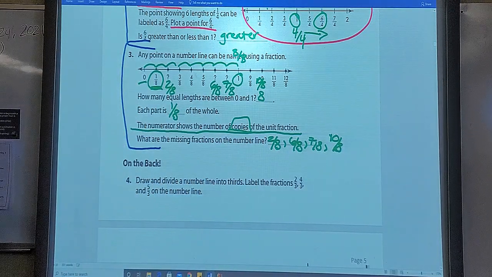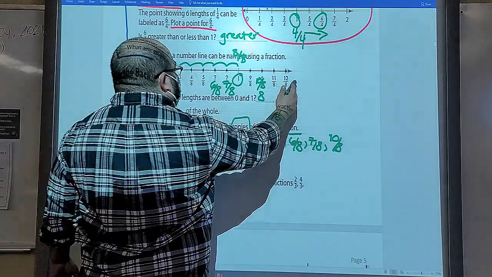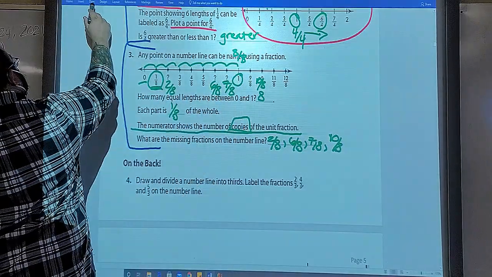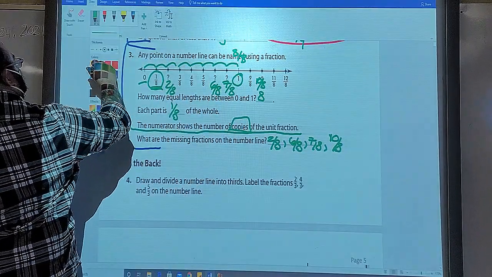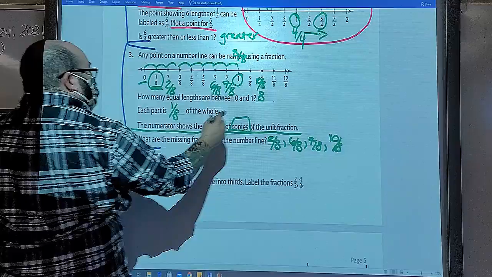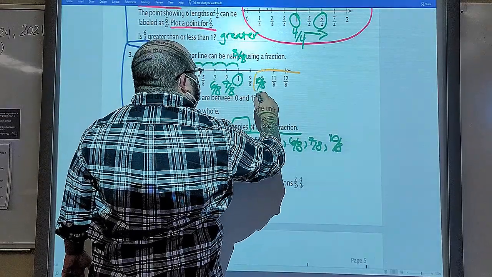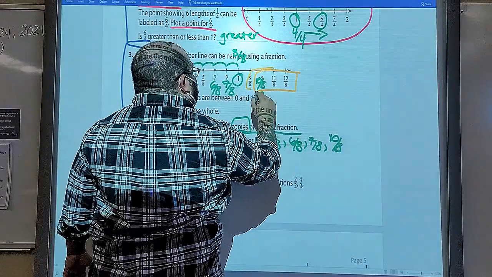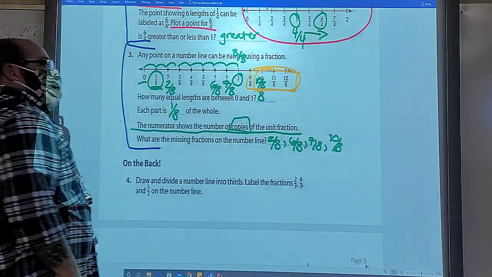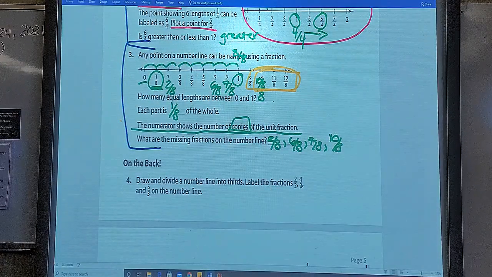6 eighths, 7 eighths, and 10 eighths. 6 eighths, 7 eighths, those are before the 8, right? So that means they're smaller than one whole. But 10, 11, 12, these right here on the other side, 10 eighths, 11 eighths, 12 eighths, oh, and 9 eighths, excuse me. 9 eighths, 10 eighths, 11 eighths, and 12 eighths, are those all greater than one whole? Are they greater than one whole?